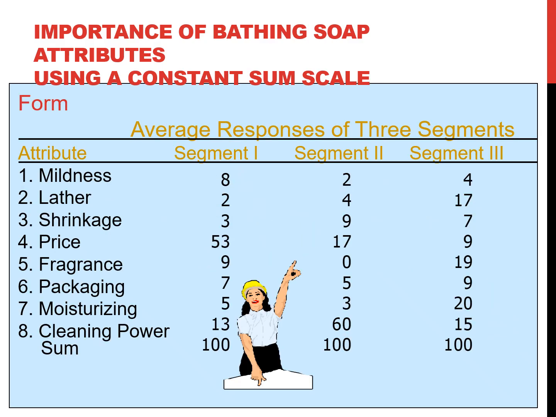And there we're looking at the attributes of the different aspects like mildness, lather, in other words, foam, the price, the fragrance. So you can see that different segments allocated different importance to different aspects.